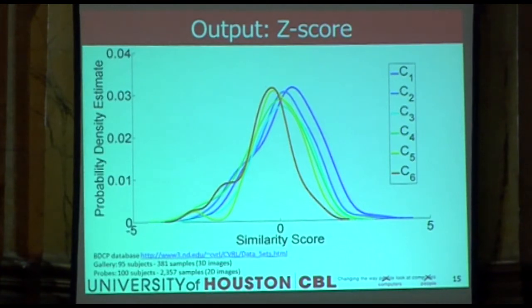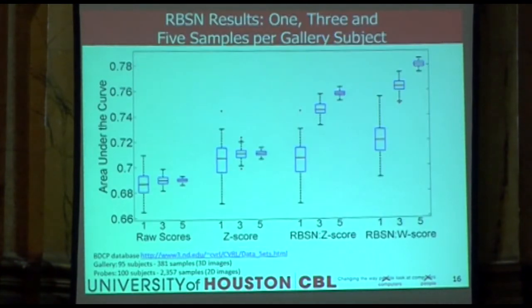So this is the main idea of our BSN. These are some results based on the BDCB database. This gallery comprises 3D images, and we have 1 to 6 samples per subject. Specifically, we followed the following approach. We took random subsets of this gallery comprised of 1, 3, and 5 samples per subject.